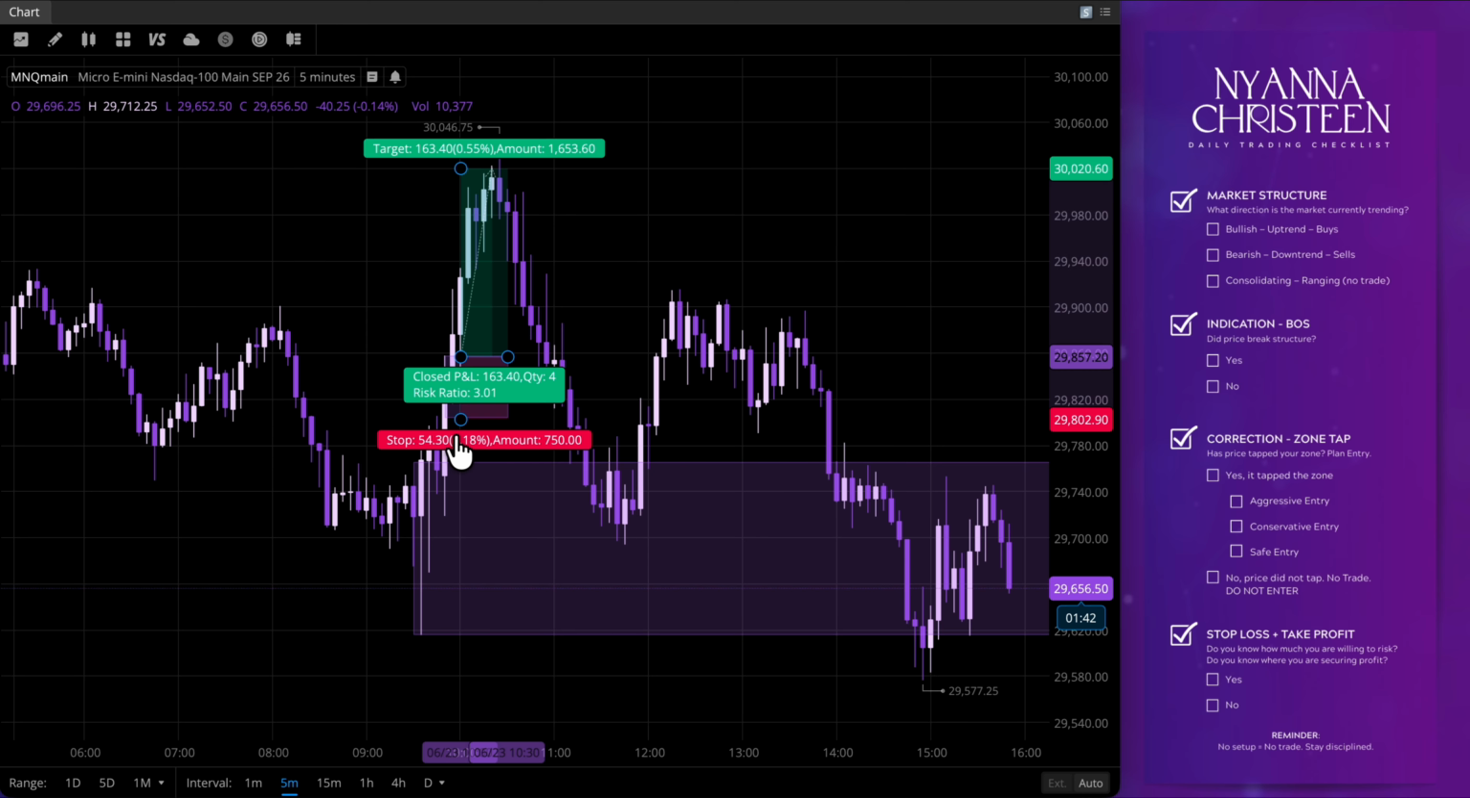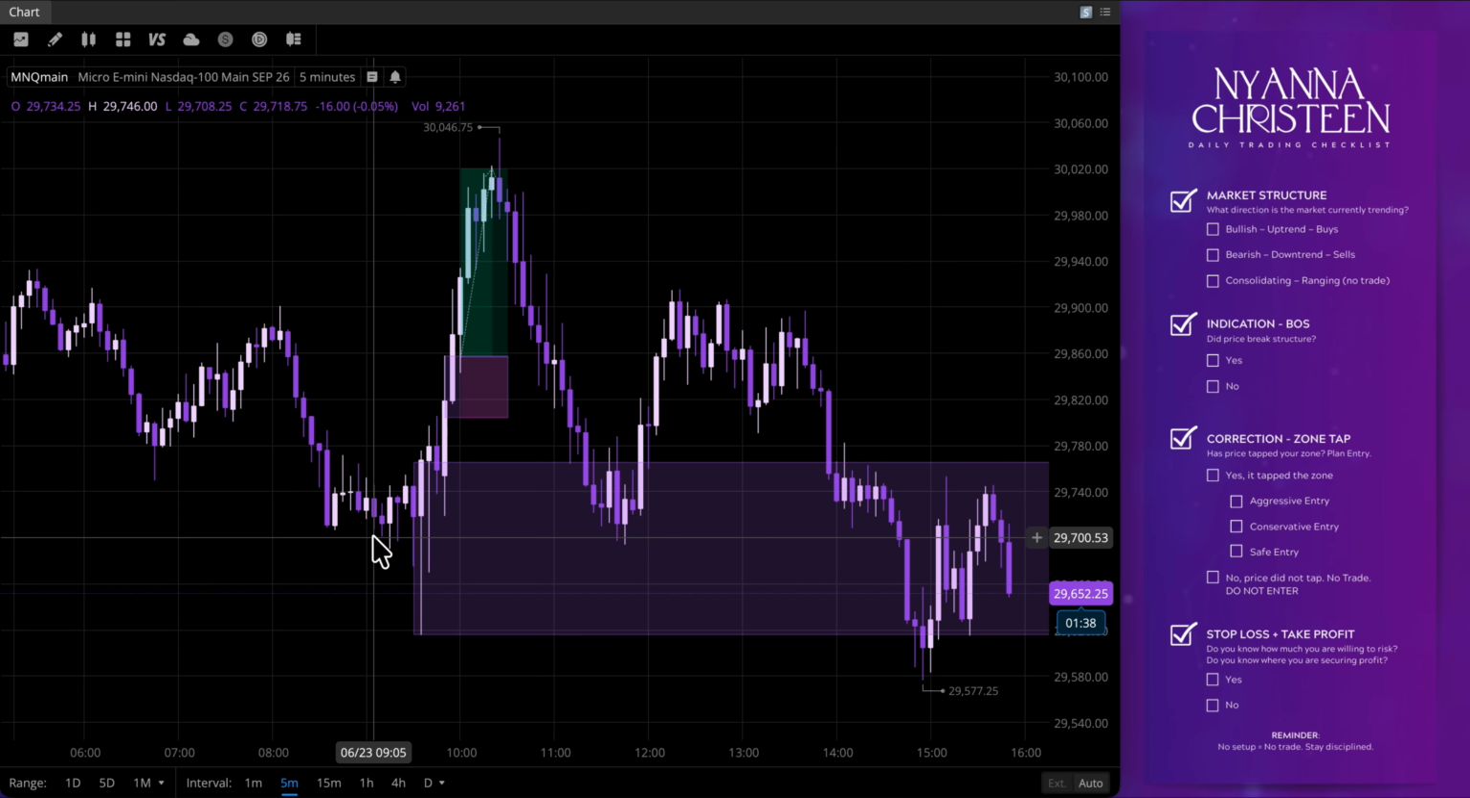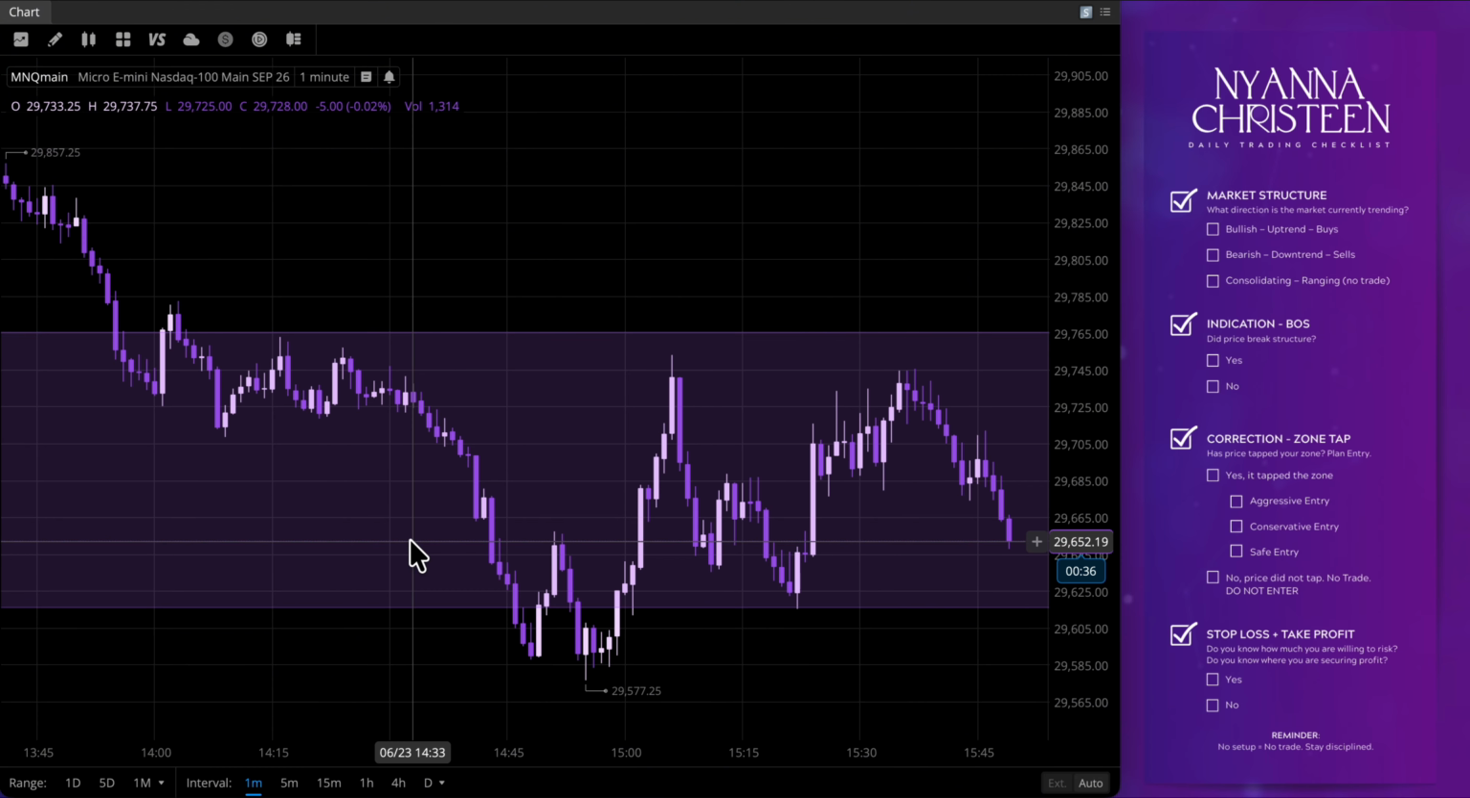Now I just needed an entry. So price was moving on up, and y'all know when price moves up with momentum, I kind of switch to the 1 minute to find an entry, and that's what I did.